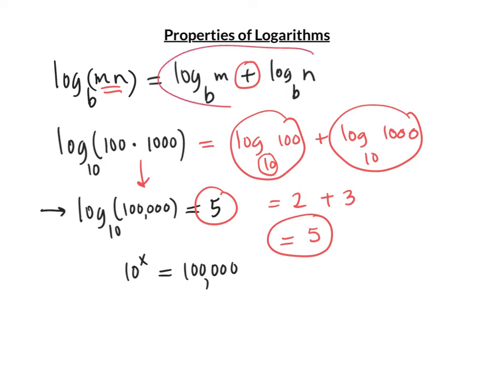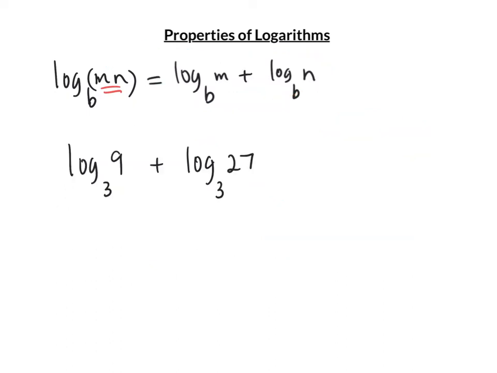Keep in mind, you might be asked to go the other direction. You might have two logarithms being added, and you might go back to here and rewrite it as a single logarithm. If you were asked to take the log base 3 of 9 plus the log base 3 of 27 and rewrite it as a single logarithm, you should be thinking, a logarithm is exponents. When do I add my exponents? Well, that's when I'm multiplying. This would be equal to the log base 3 of 9 times 27.